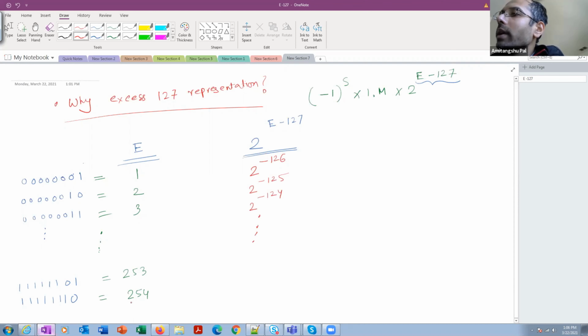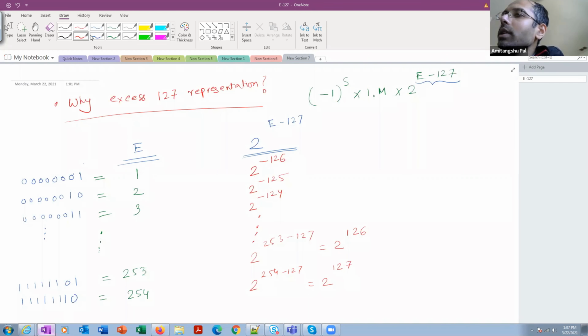So when e is 254, it is going to be 2 to the power 254 minus 127, which is 2 to the power 127, right? And when e is 253, it is going to be 2 to the power 253 minus 127, which is 2 to the power 126. All right. So if e varies from 1 to 254, 2 to the power e minus 127 will vary from 2 to the power minus 126 to 2 to the power 127.